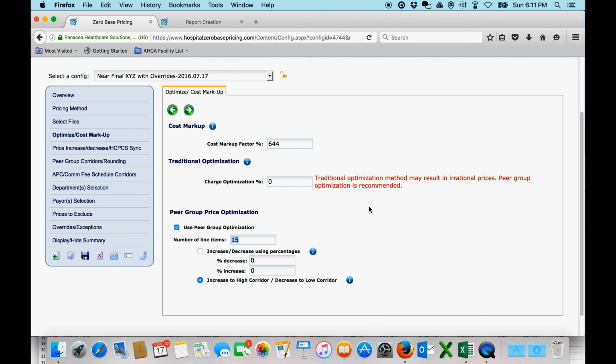And let's see if that approach, which does still keep prices rational, results in any additional net revenue. Now, the nice thing about it is it's going to take prices up and down and keep the gross revenue the same.